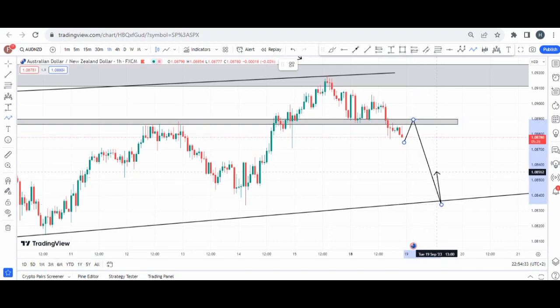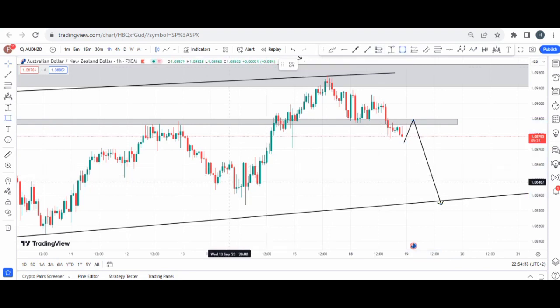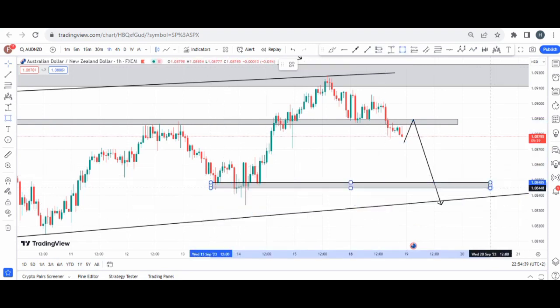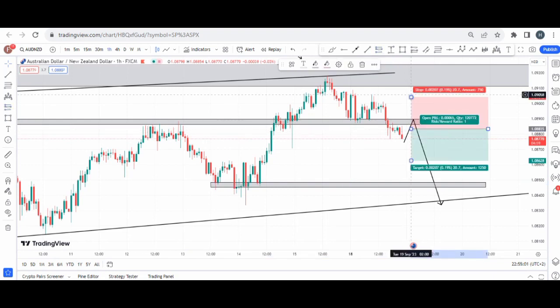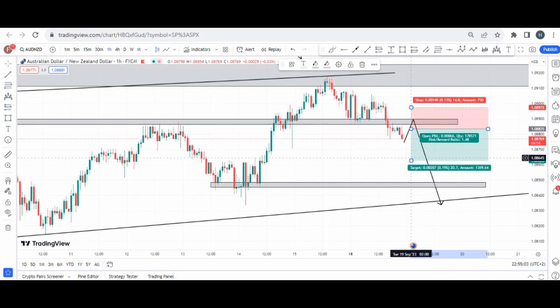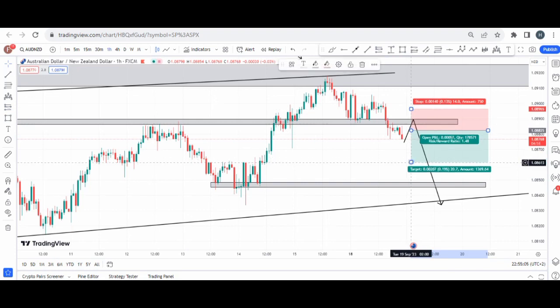That's what I'm looking for on AUDNZD. The take profit will probably be at this price, which is 1.0800, 1.0800, 450. So we'll be probably waiting for price to hold. Then if price holds, we'll be able to put our stop loss just above, then target this level.